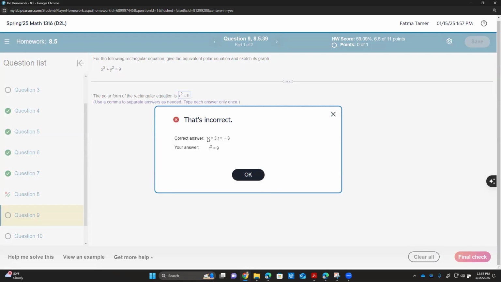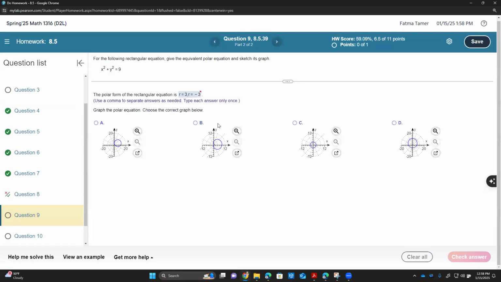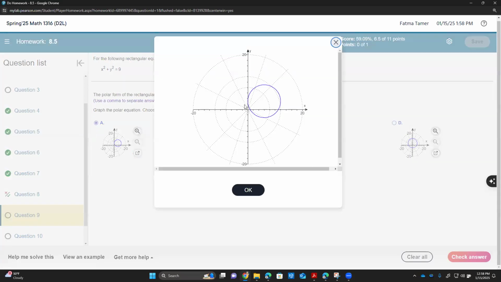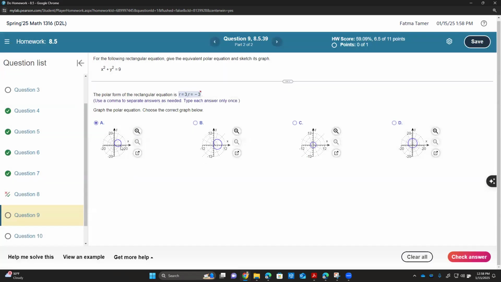Oh, we were right about r equals 3, our original answer, but we had to give them that the equation can be r equals 3 or r equals negative 3, since when you take the square root of 9, it gives you either 3 or negative 3. That's a good example to learn from our mistakes. And r equals 3 is just a circle whose r value is equal to 3.